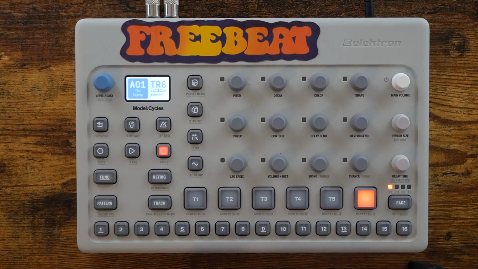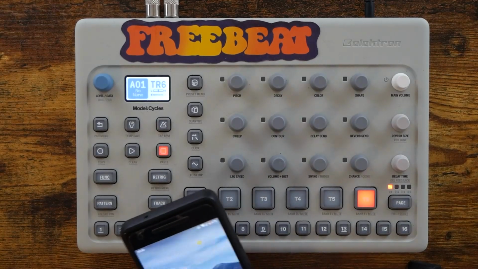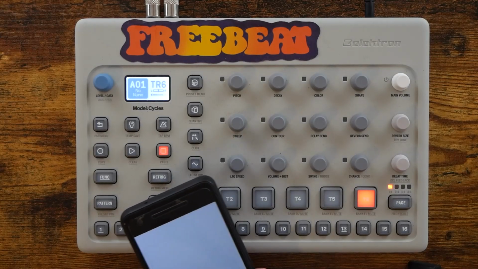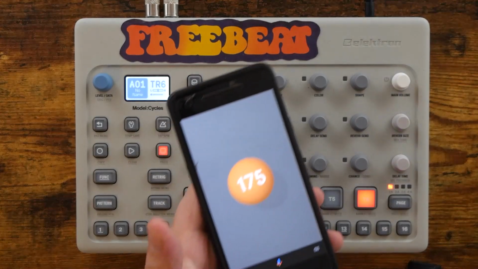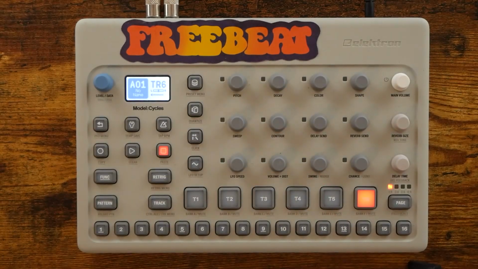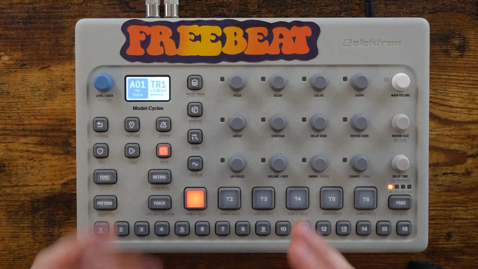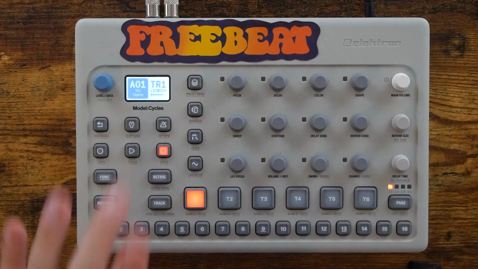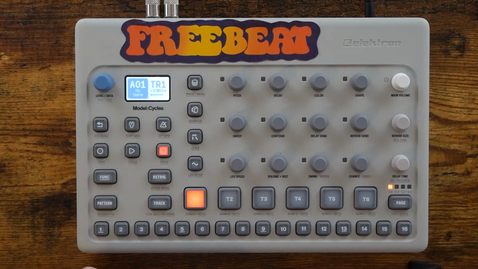So I like to pick a number between 80 BPM and about 200 BPM. I find anything slower than 80 I don't really work well in at all. And anything over 200 is just pretty freaking hectic. So yeah, let's go ahead and pick a number. Pick a number between 80 and 200. 175 BPM.